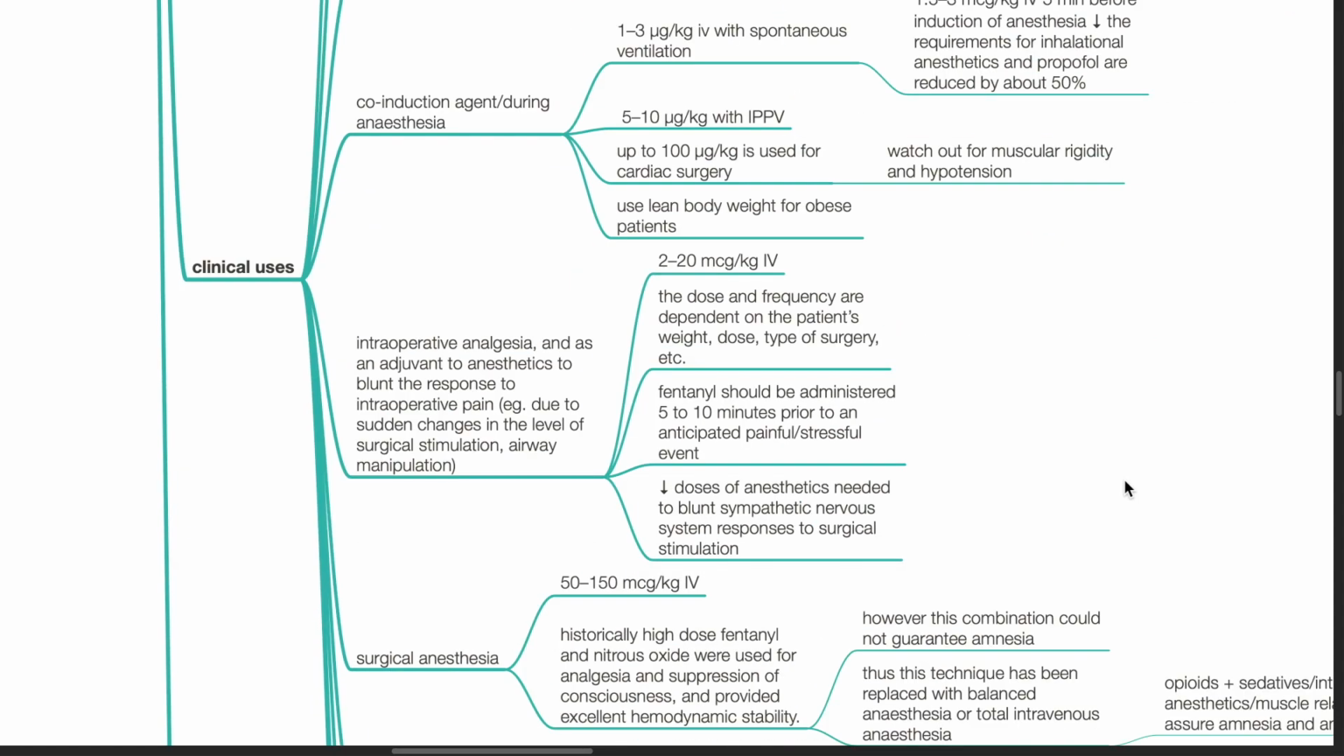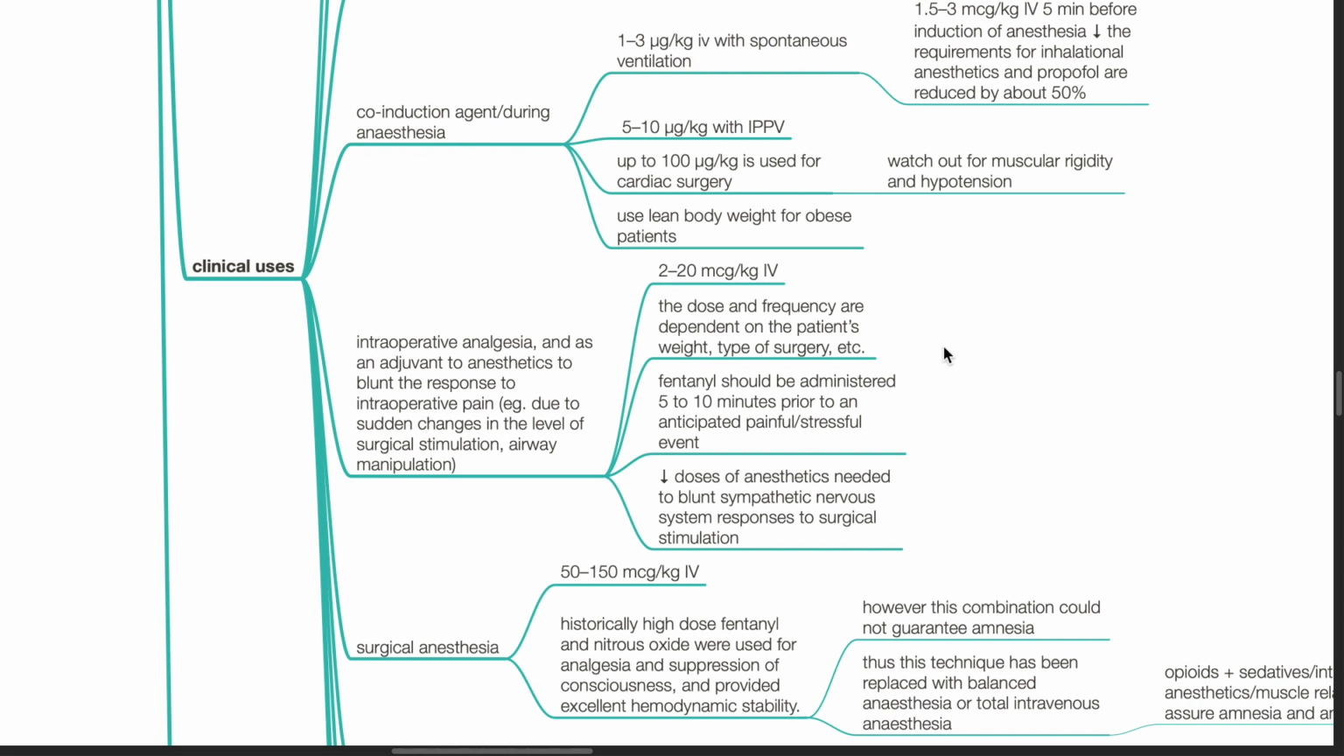The next indication is intraoperative analgesia and as an adjuvant to anesthetics to blunt the response to intraoperative pain, such as due to sudden changes in level of surgical stimulation or airway manipulation. Dose ranges 2 to 20 mcg per kg IV. Dose and frequency are dependent on the patient's weight, type of surgery, etc.